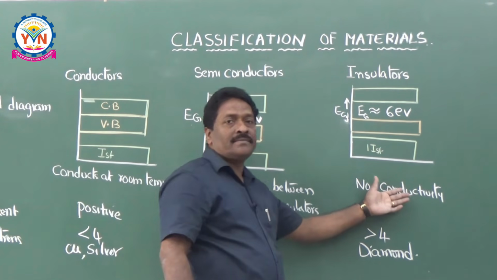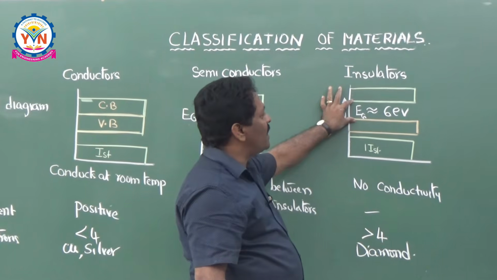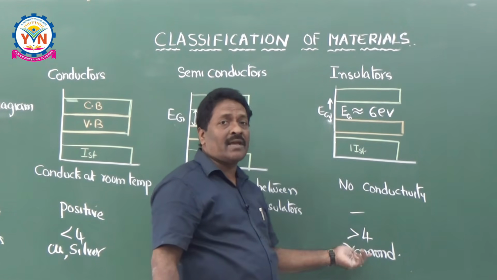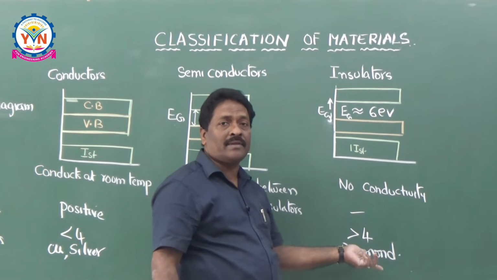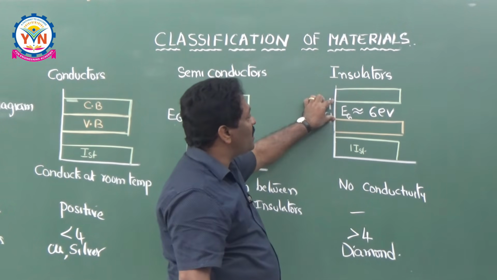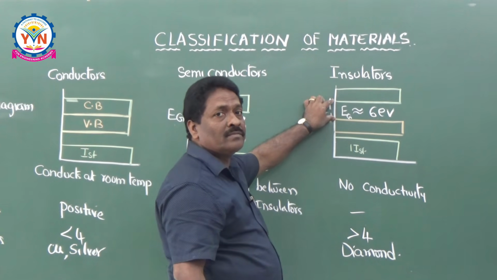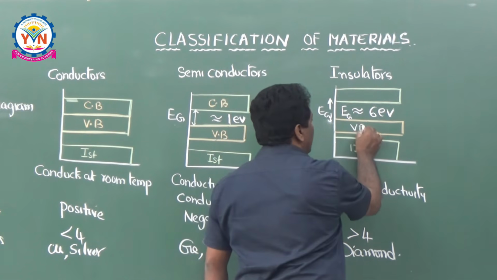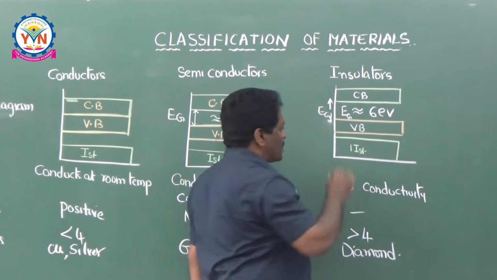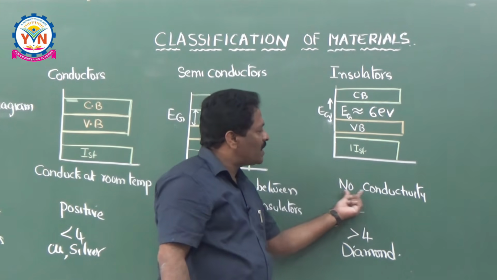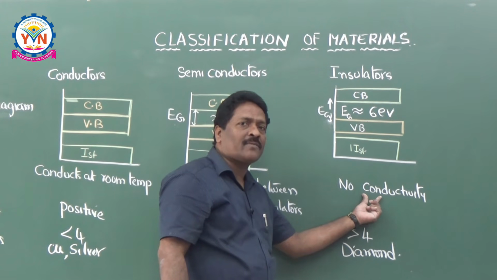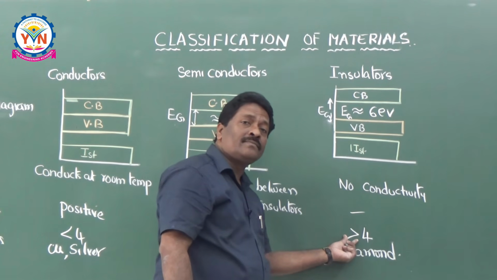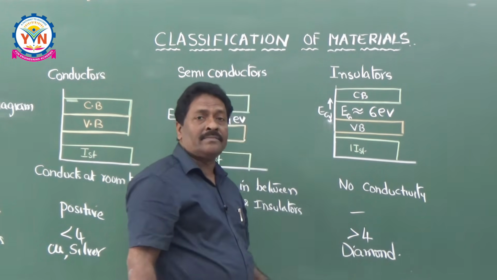Coming to the insulators, the energy gap is very high. It is approximately equal to 6 electron volts, as in diamond, graphite or carbon, whatever it may be. As the energy gap is much larger here, it is not easy for the carriers to jump from the valency band to the conduction band. That is the reason no conductivity is there. You may not expect conductivity from this. The valence electrons should be greater than 4, and the example I told you is diamond.